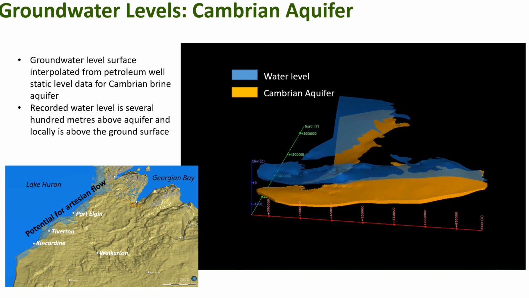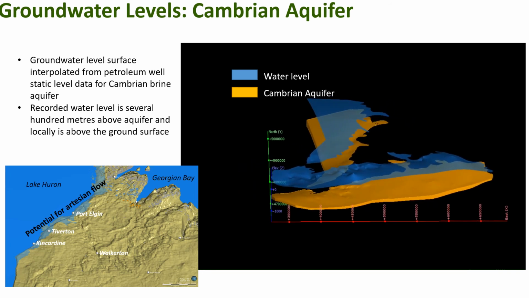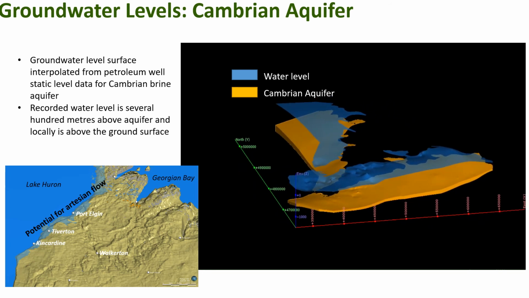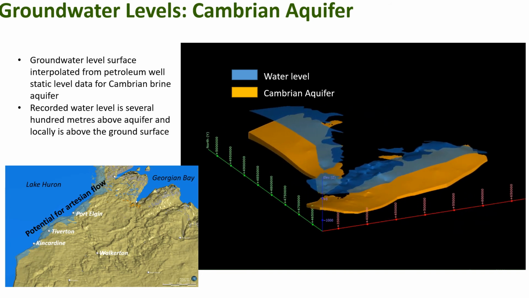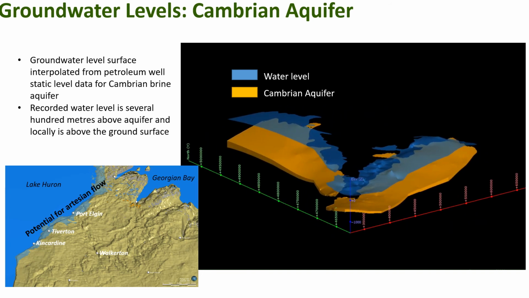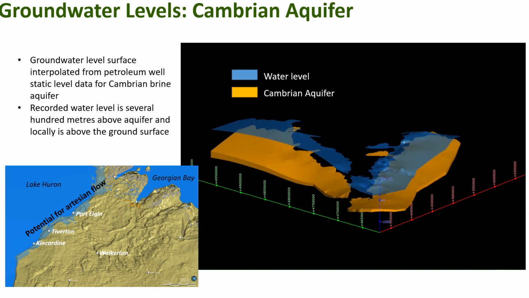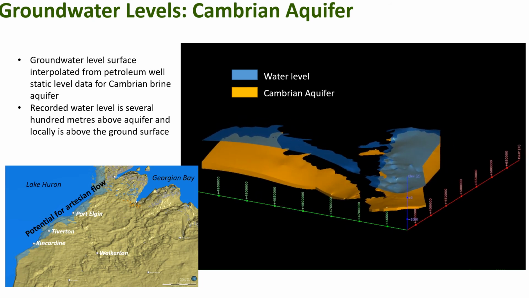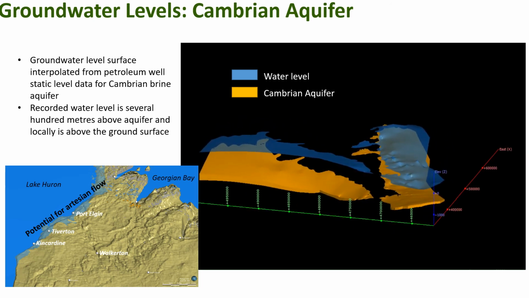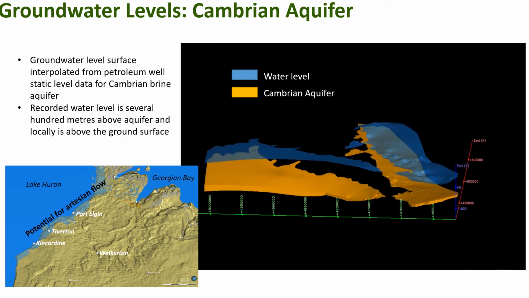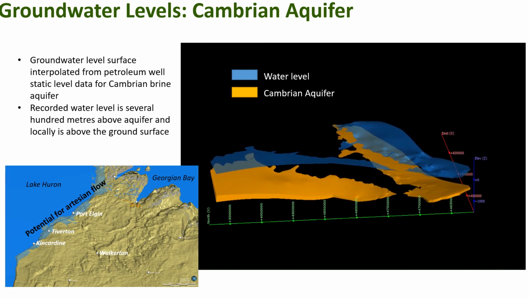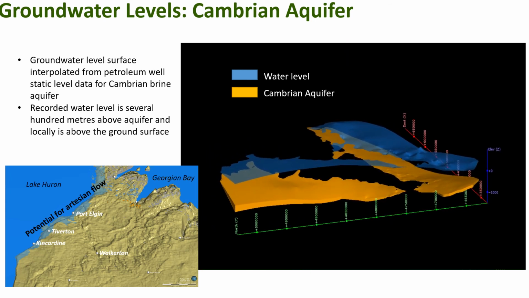And this example is for the Cambrian aquifer. Again, the groundwater level surface is interpolated from petroleum well static level data for the Cambrian brine aquifer. And in this case, the recorded water level is several hundred meters above the aquifer, and locally is above the ground surface.